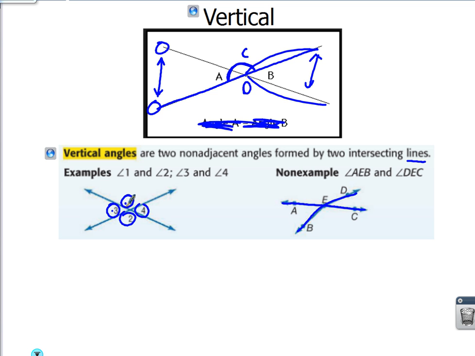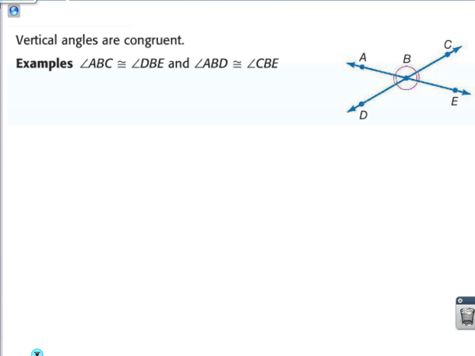3 and 1 are a linear pair. 1 and 4 are a linear pair. 4 and 2 are a linear pair. 2 and 3 are a linear pair. Know the relationship between what's vertical and what's linear pairs. And don't look at that yet.